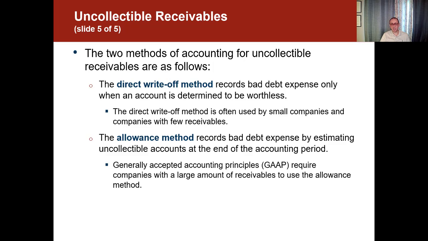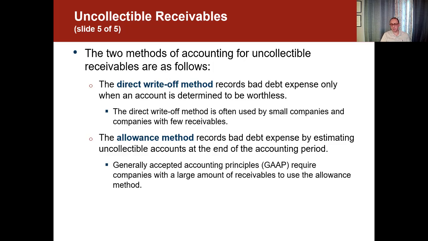The allowance method records bad debt expense by estimating uncollectible accounts at the end of the accounting period. So we make an estimate. Let's say we made $1 million in credit sales. We expect that 10% of this is not going to be collected. So $100,000 is going to be our bad debt expense. So why do we do that? To satisfy the matching principle. That way we can record the bad debt expense in the same period we generated the revenue.